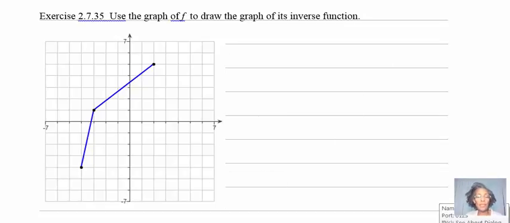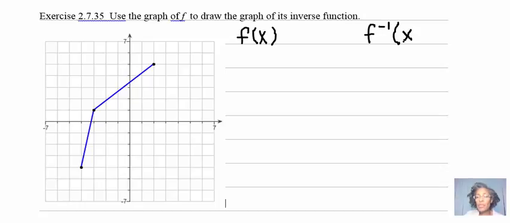Okay, let's take a look at exercise 35 in section 2.7. Here we have the graph of a function, and we want to use this function's graph to draw the graph of its inverse function. So one of the things that we need to understand is the reflective property of a function and its inverse. That property basically tells me if I know a point on the function, I automatically have a corresponding point on the inverse.